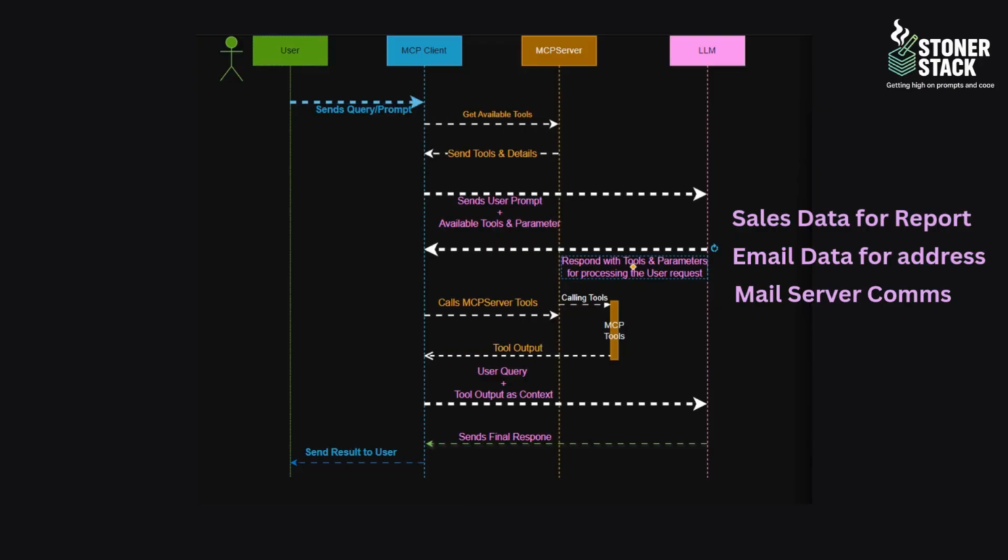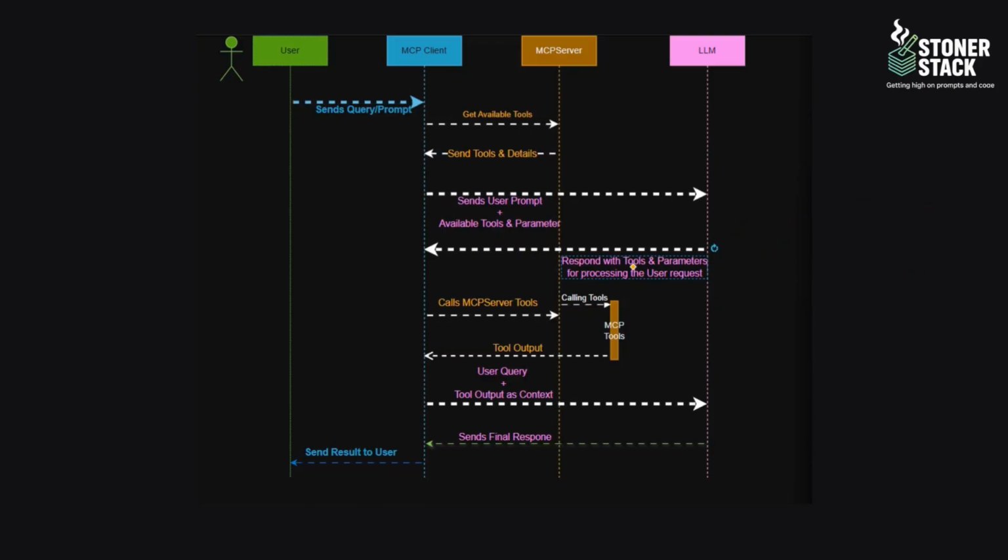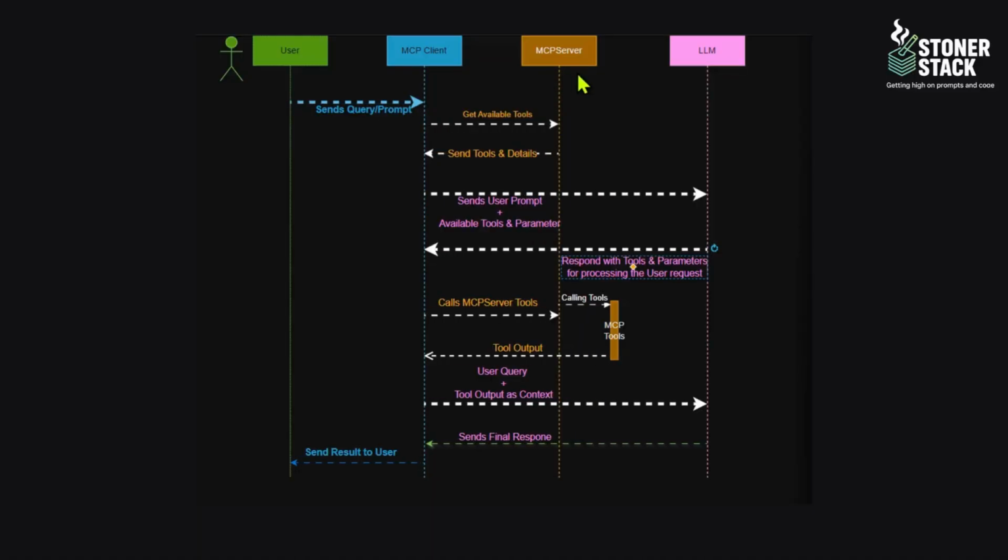This is where the Model Context Protocol comes in. Let's look at the main actors in this process. We have the user, the MCP client, our AI application, the MCP server with its tools, and the LLM, the large language model, whose intelligence we will be utilizing.